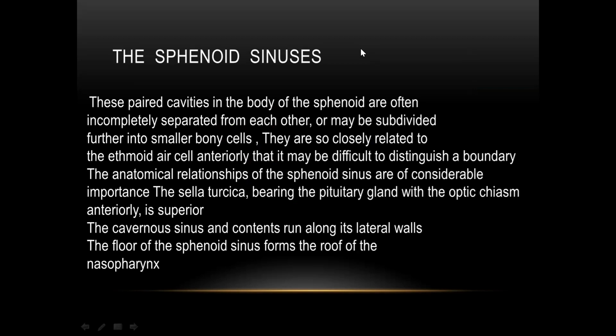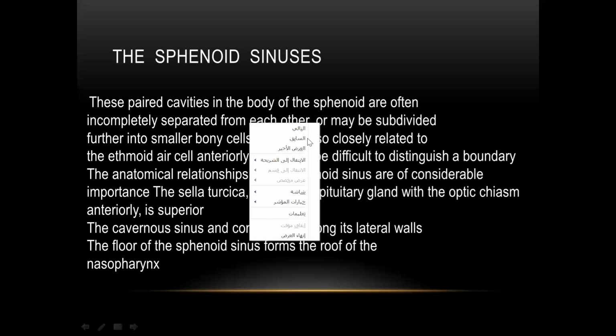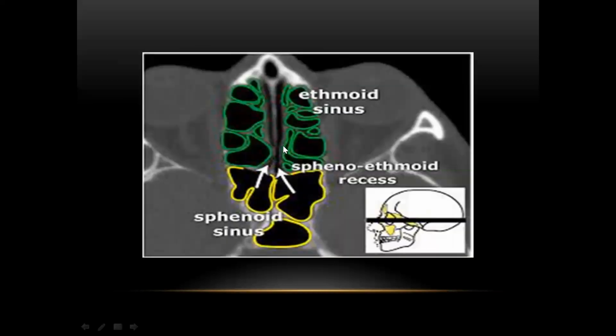The sphenoid sinuses are a pair of sinuses located in the body of the sphenoid bone. Maybe they are incompletely separated from each other and may appear as a single sinus, or maybe subdivided like the ethmoid by small bony cells. They are closely related to the ethmoid, as we saw. They are closely related to the ethmoid sinuses.